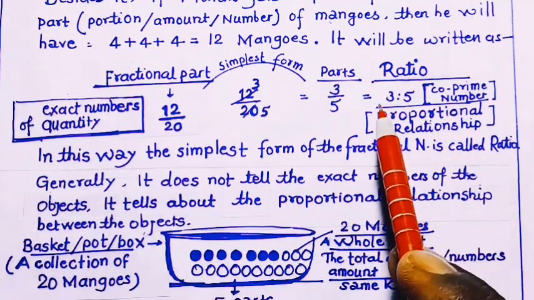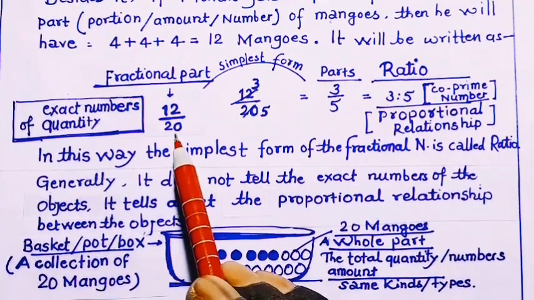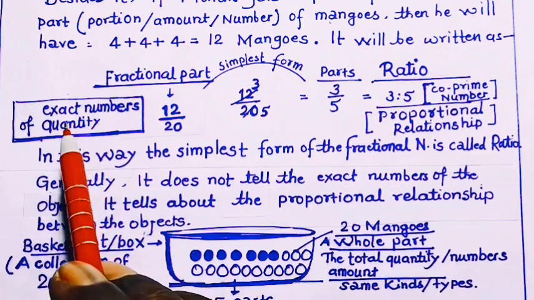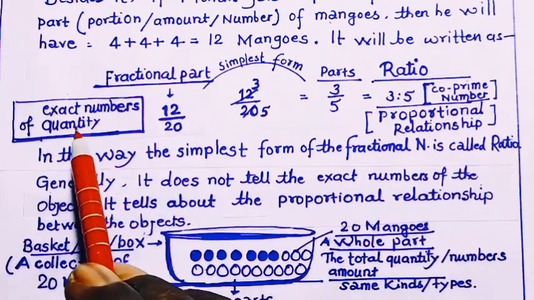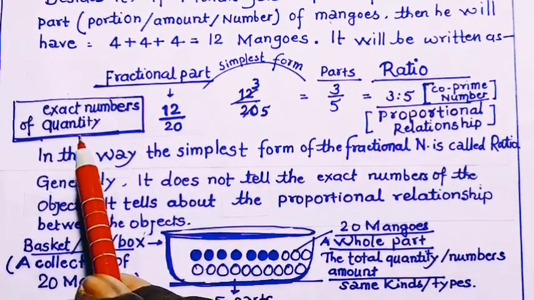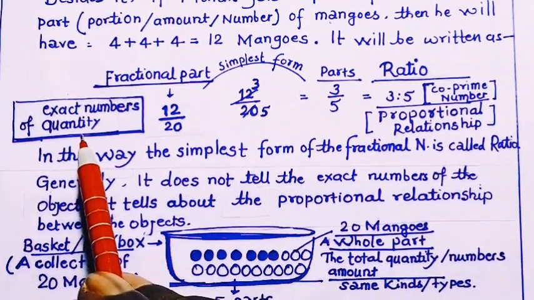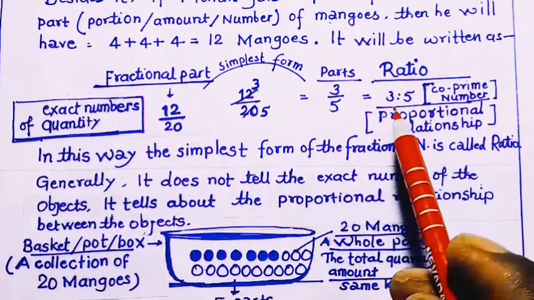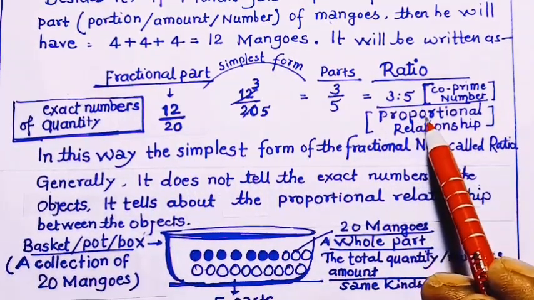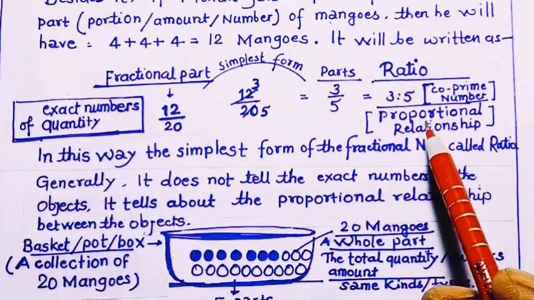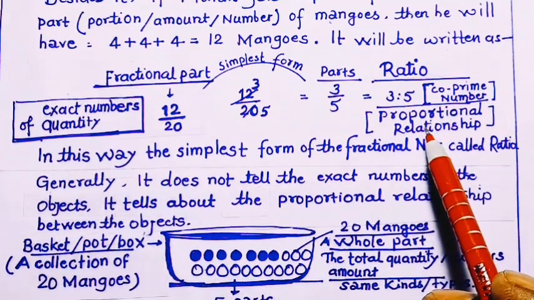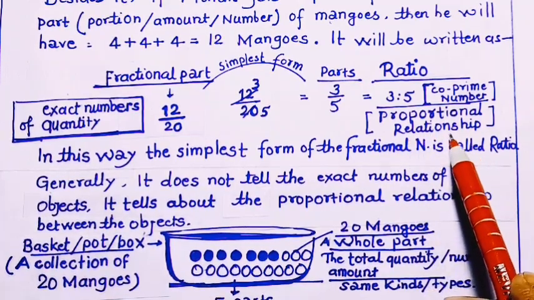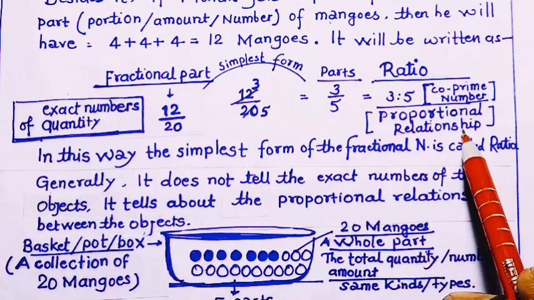So this number tells about the quantity. Here, the fractional number tells about the exact number of the whole amount, but the number of ratio does not tell about the exact number of the quantity; it only tells the proportional relationship between them.